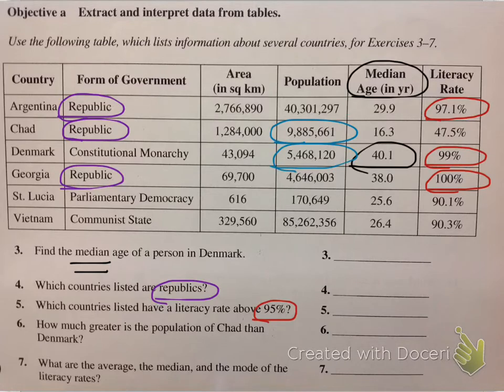That makes more sense. So 9,885,661 subtract 5,468,120, and I'm just putting this in my calculator, and I'm going to get an answer of 4,417,541. So it looks like 4,417,541 would be the difference in their populations.